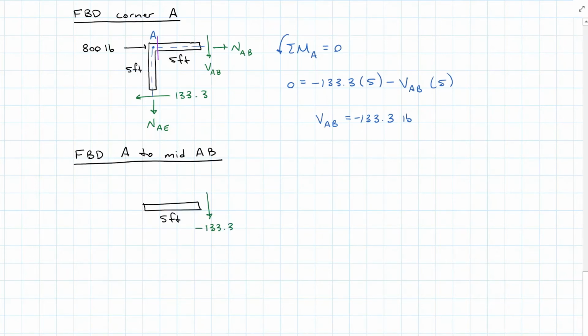So sectioning right here, just to the right of A, I'm going to have my shear that I just solved for, negative 133. My normal AB is still there, and I'm also going to have my AY reaction, my AX reaction, and my moment at A that I've drawn compression in the top because I know it's going to end up there. Solving for moment at A, it's going to equal 133.3 times 5 feet, which is equal to 667 pound-feet with compression in the top.